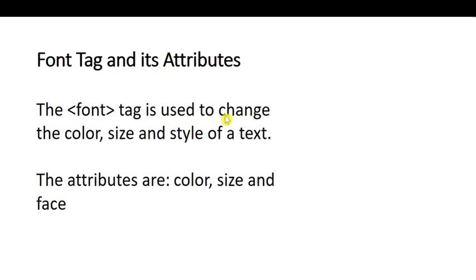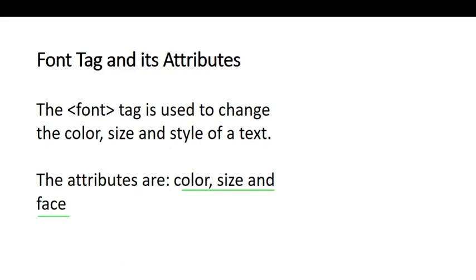The font tag is used to change the color, size and style of a text. So the font tag is what? The font tag is used to change the color, size and style of a text. The attributes are color, size and face. Face means the styles of writing.